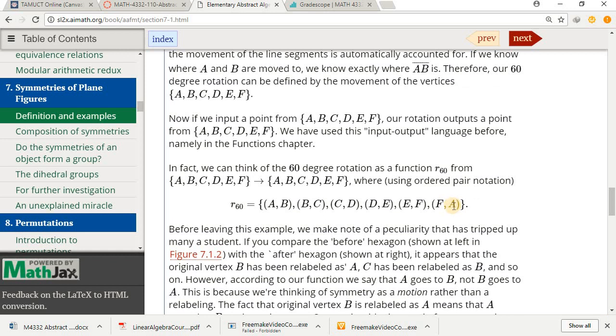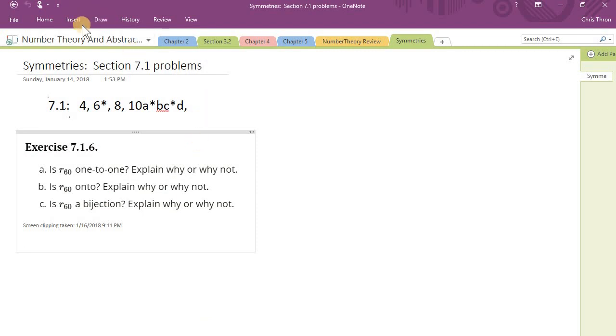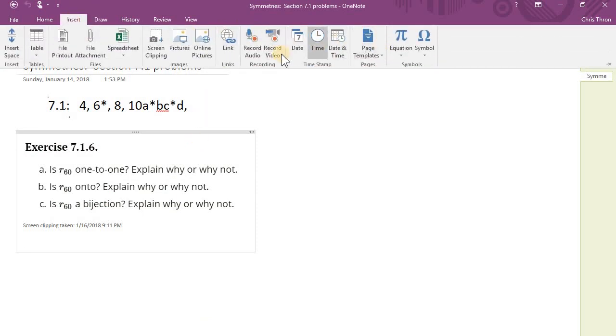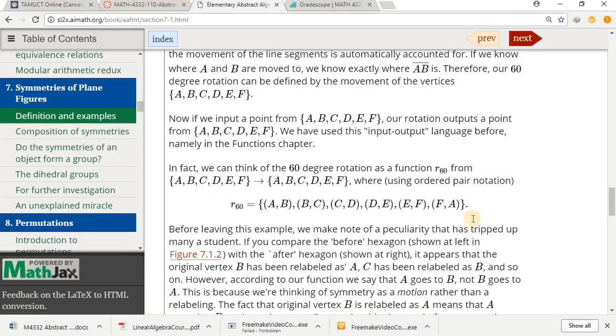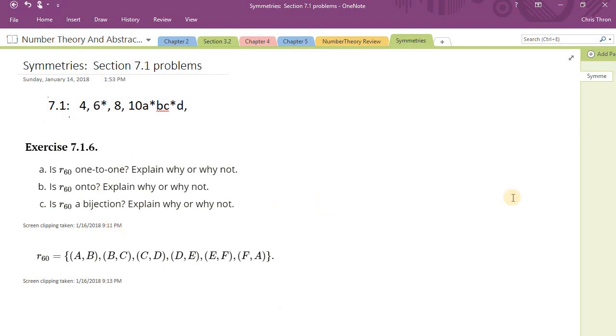So the question here was, if I look at this mapping, is it one-to-one and onto? Now at this point we just have a problem having to do with functions. And if you go back to the functions chapter, we addressed problems like this. So let me go ahead and clip this as well, because this here defines my mapping. Okay. All right, now from here I can look at this mapping as a set of ordered pairs and determine whether or not it's one-to-one and onto.